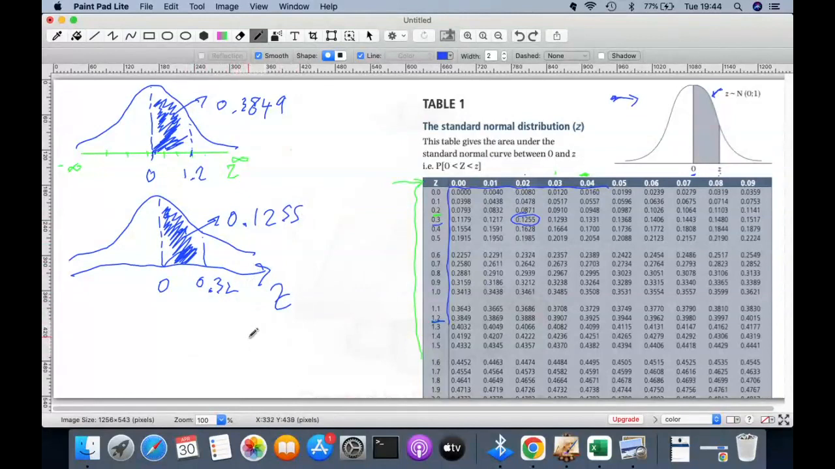I'm just going to pause there for a second and ensure everyone's following me on how to use this table to find areas. If you're given any z value, then you know how to find the area from 0 to that z value. Is anything unclear before I move on?